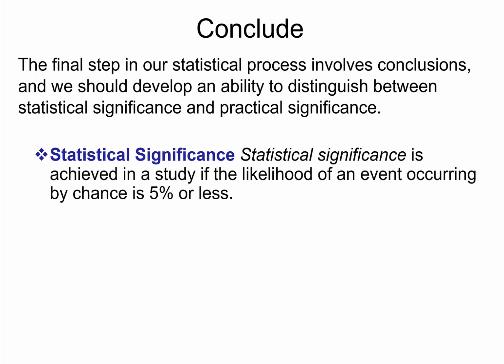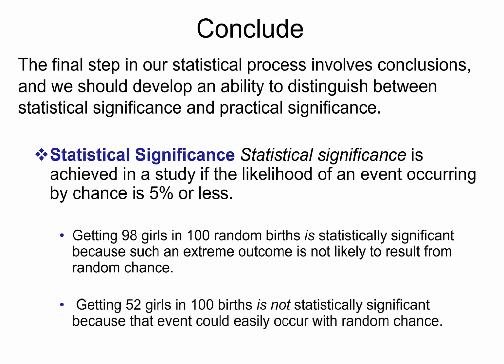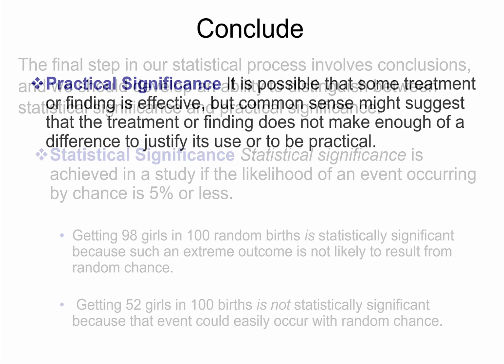Statistical significance is achieved in a study if the likelihood of an event occurring by chance is 5% or less. Sometimes you use a different level there. We might use 1% or 10% depending on the situation. For instance, getting 98 girls in 100 random births is statistically significant because such an extreme outcome is not likely to result from random chance. Getting 52 girls in 100 would not be significant because this could easily occur with random chance.